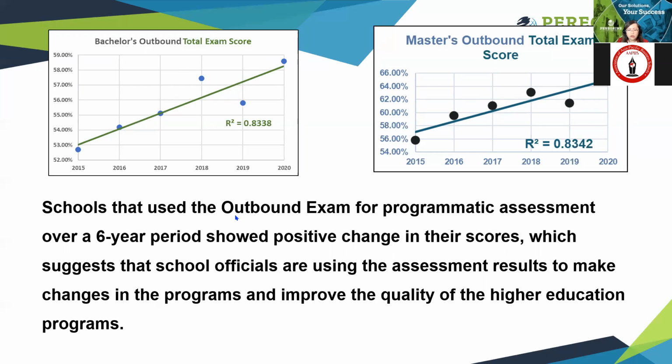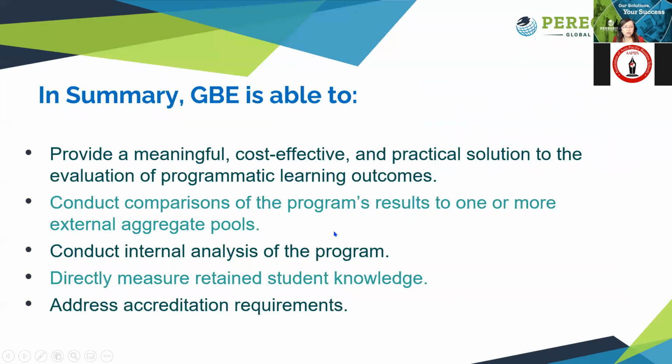And if you look at the graphs, you see that there's a positive trend in scores over time for the schools that have used PERE assessment and their students' learning, right? For the master's level, we selected 2 schools over a 6-year period, again, showing a positive trend on the graph. And this suggests that schools are using the assessment results to make changes in the programs and, most importantly, improve the quality of business education. So that's a really great story that we are happy to share with you.